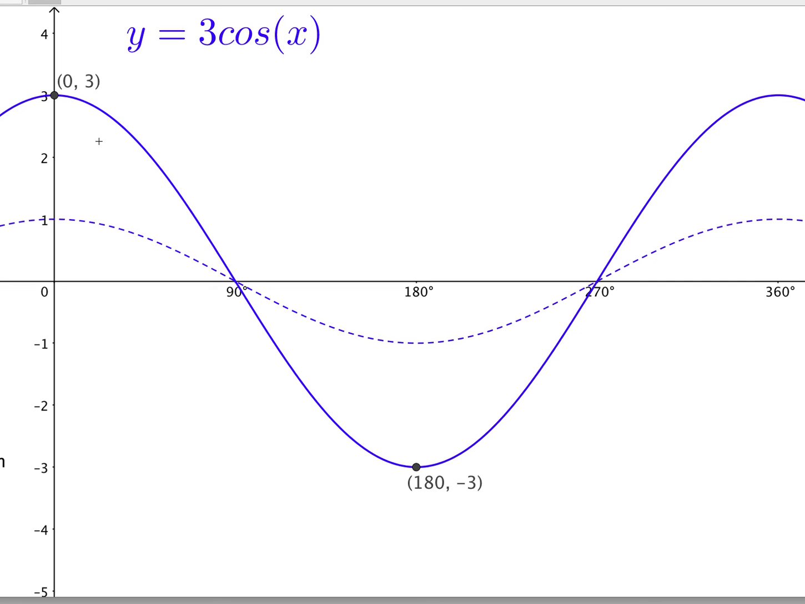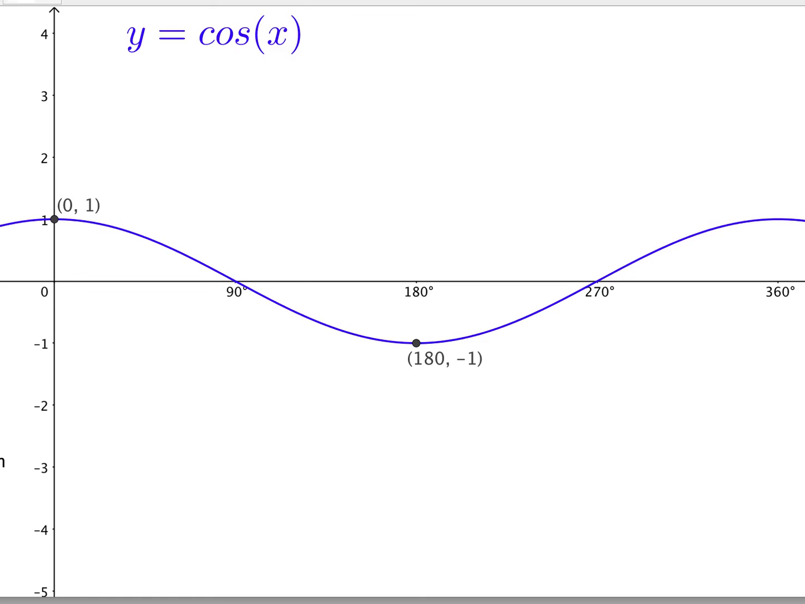There's y equals 3 cos x. The y coordinates are multiplied by 3. So that was the y stretch.